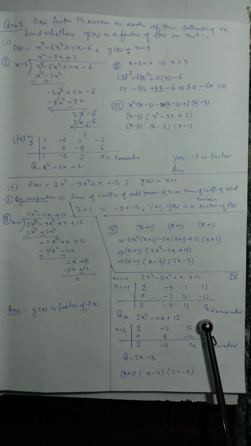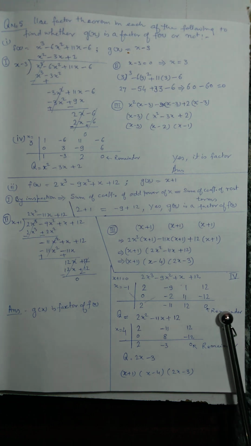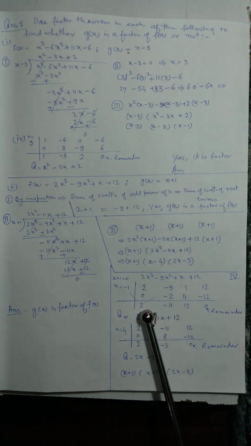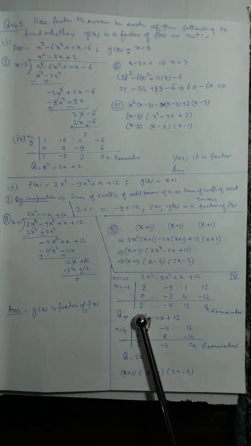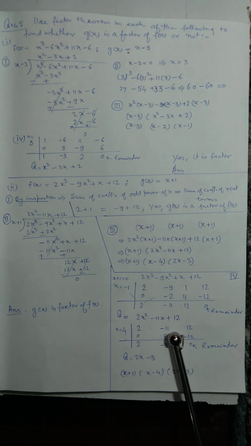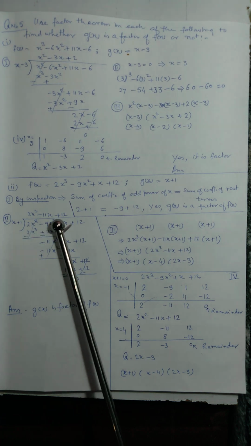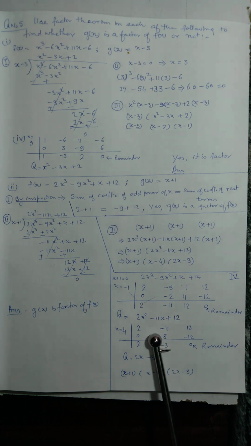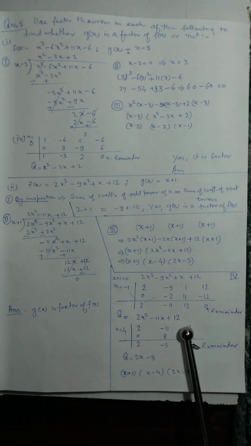On adding it, you will get 0. This part will indicate the remainder. So the remainder is now 0. What will be the quotient? You see, the 2x square, 1 degree less. So this will be the coefficient. So 2x square minus 11x plus 12. You see, this was also the quotient in that simple division method. So you will get 2x square minus 11x plus 12.